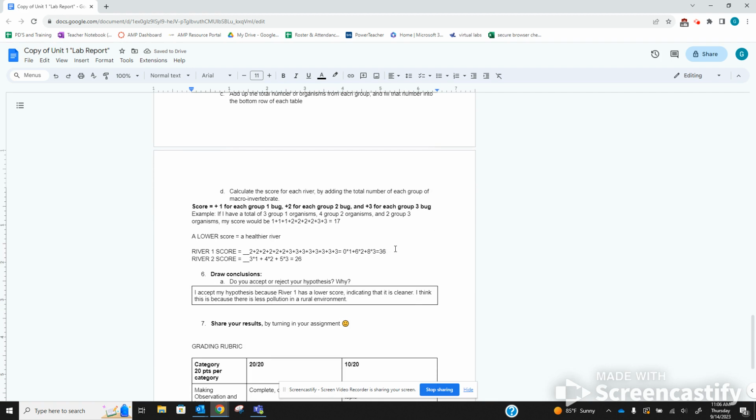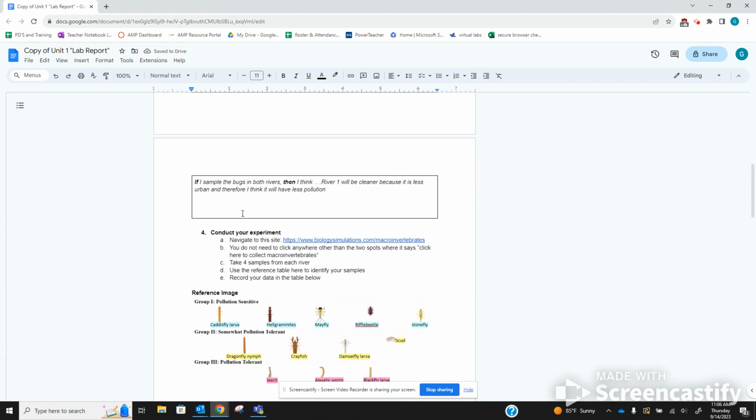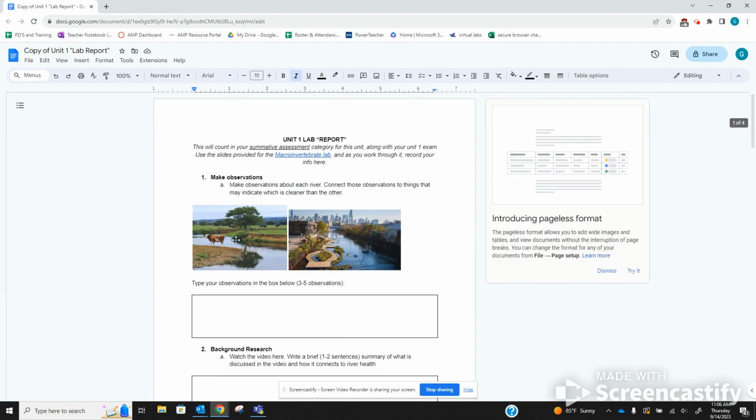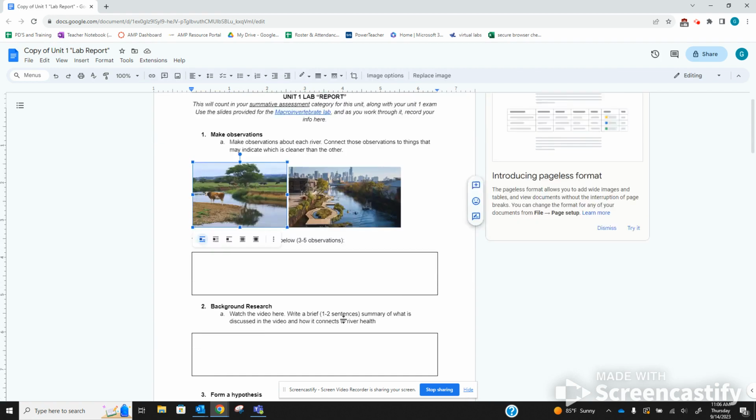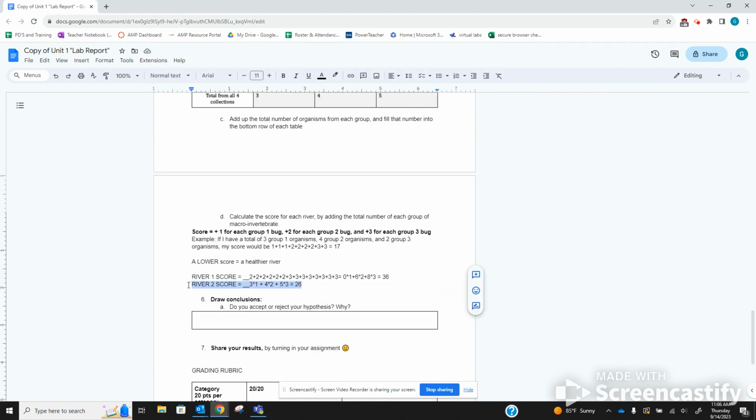And now I'm going to draw conclusions. So I'm going to say, do I accept or reject my hypothesis? Now my hypothesis said, let's go back up and look. If I sample bugs in both rivers, then I think river 1 will be cleaner because it is less urban, and therefore I think it will have less pollution. I thought this would be the cleaner one, okay? Well, my score indicates that this is the healthier one.